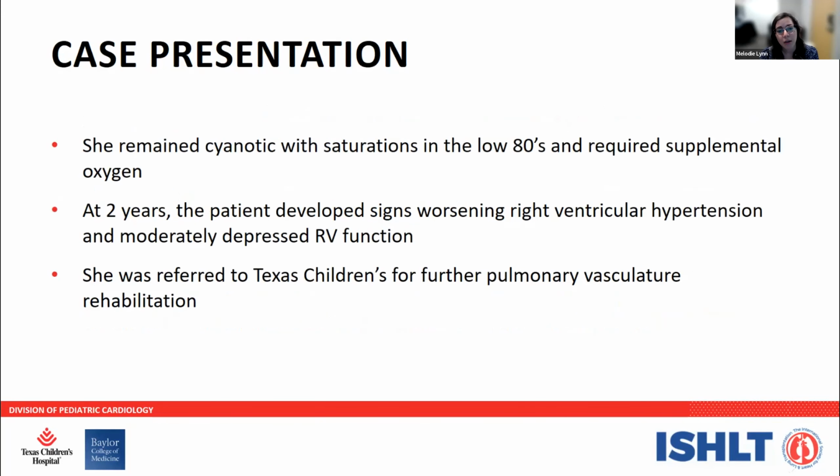She remained cyanotic with saturations in the low 80s and required supplemental oxygen at 2 years. She developed worsening signs of right ventricular hypertension and moderately depressed RV function and was referred to Texas Children's for further pulmonary vasculature rehabilitation in our cath lab.